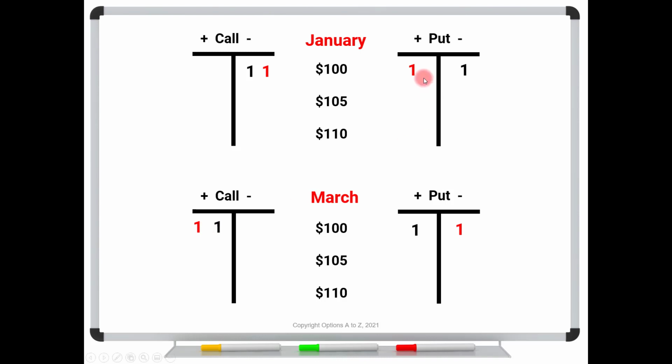And look what it's done for us. Up here in the puts, we have a plus and a minus. They cancel. Down below for March, same thing, plus and minus. They also cancel. And what are we left with? Well, up in January, we have 2 short $100 calls, and down in March, we have 2 long $100 calls.